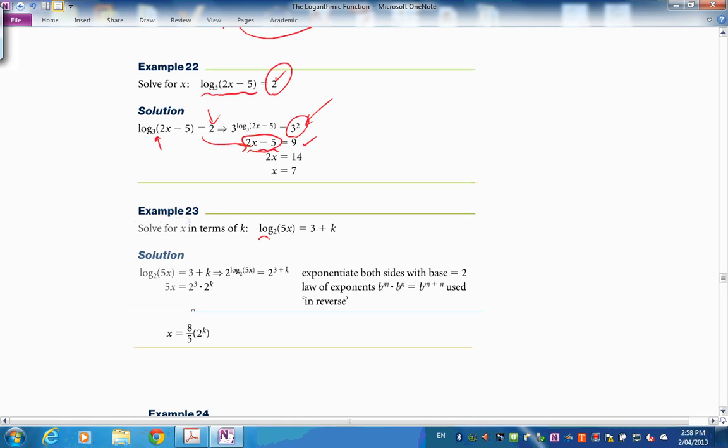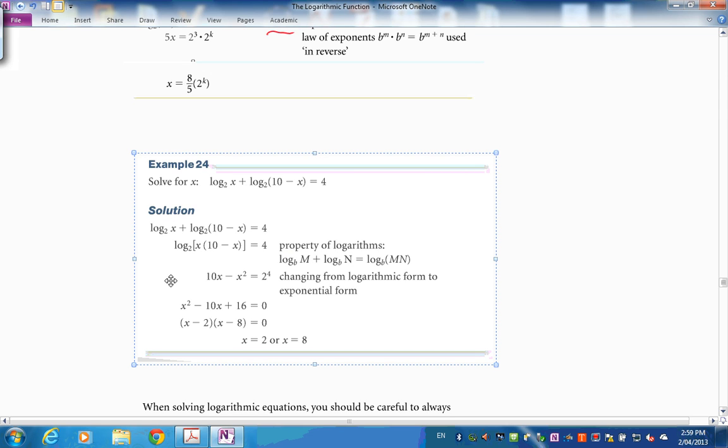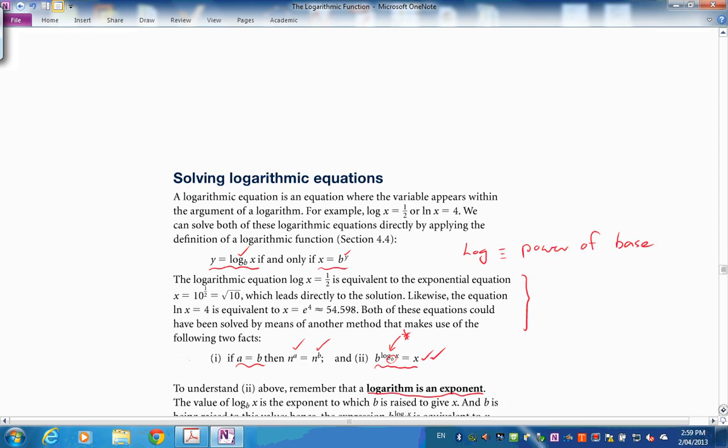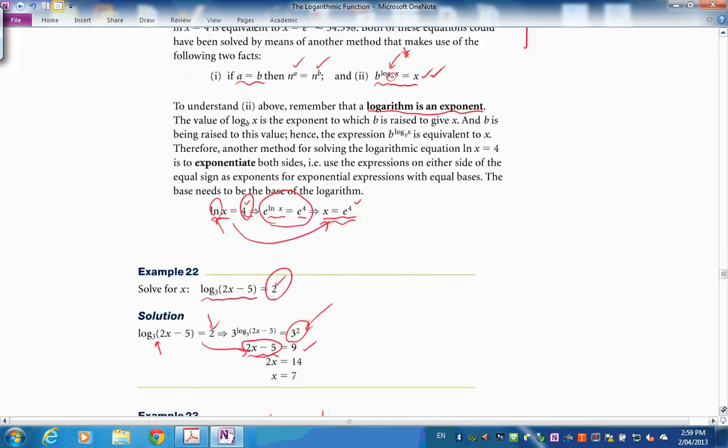All right, what about this one down here? Log to the base 2 of 5x is equal to 3 plus k. It says the log is 3 plus k to base 2. So let's raise base 2 to the 3 plus k, and you must get 5x then, if you're raising it to that power.